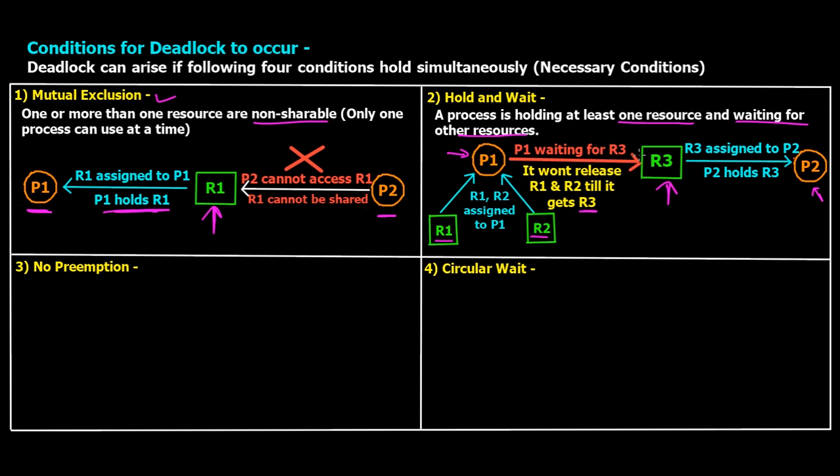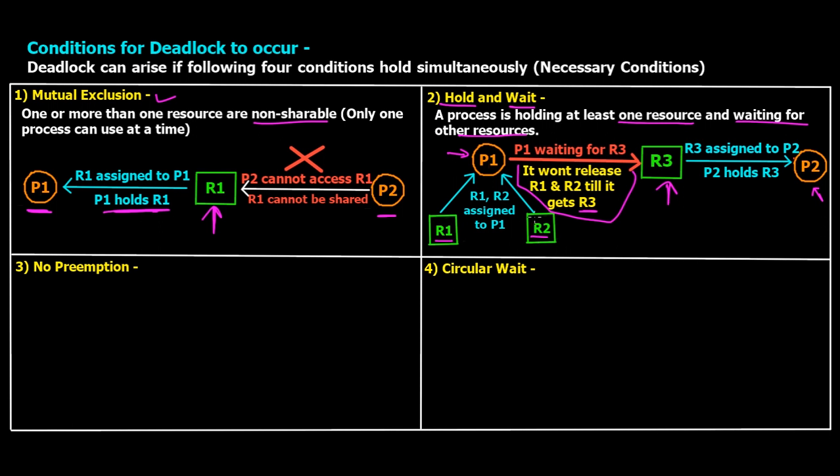And P1 is waiting for R3. So because P1 is waiting for R3, P1 will not release R1 and R2 even if the work of accessing these resources is done. This is what this yellow statement says: it won't release R1 and R2 till it gets access to R3. So this is that hold and wait condition. It's holding R1 and R2, that is 2 resources, but it is waiting for R3.